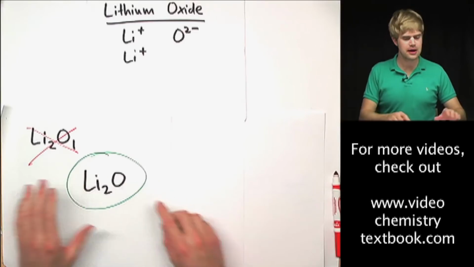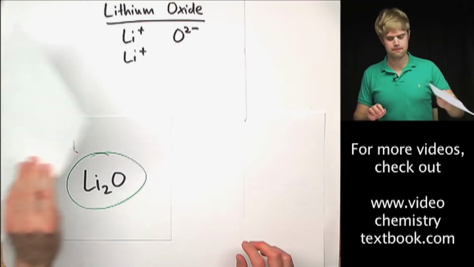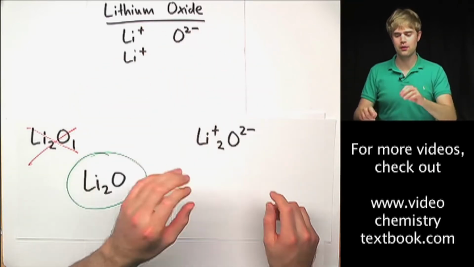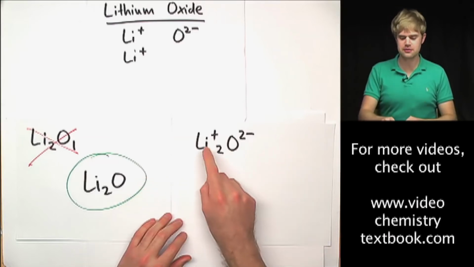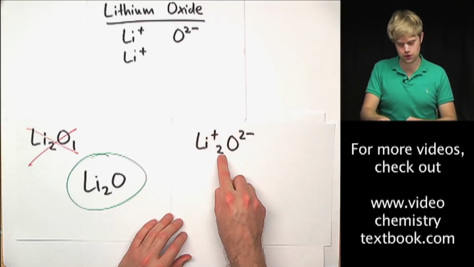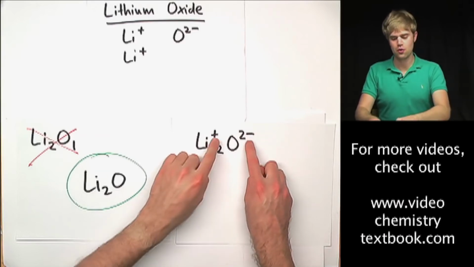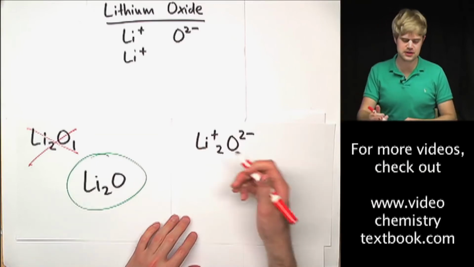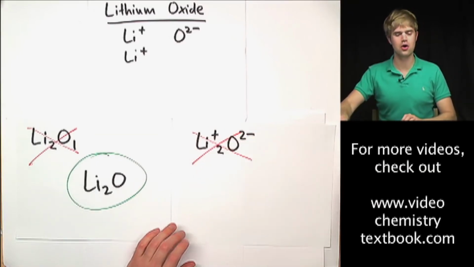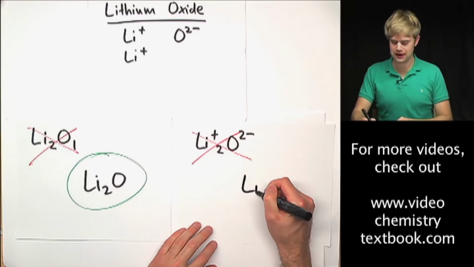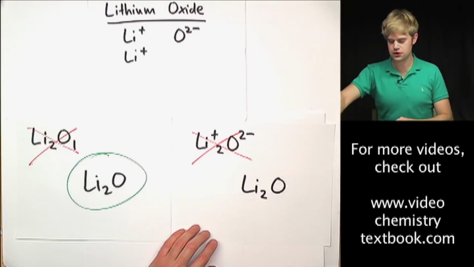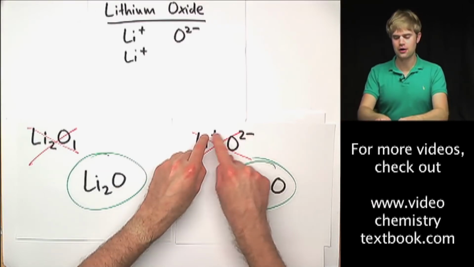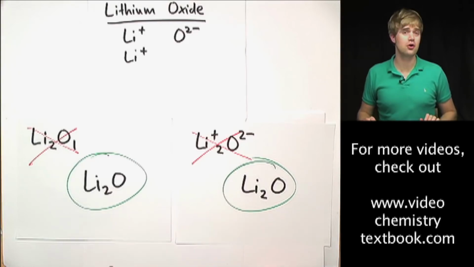Here's another mistake that people often make. They don't remember to get rid of the charges when they write the chemical formula. So they end up writing something like Li+2 O2-, where the charges that were on the atoms here stay when they write the chemical formula. This also, unfortunately, is wrong. When you write the chemical formula, you want to get rid of all of the charges. So you just write again, Li2O. Make sure there aren't any charges in the chemical formula when you finally write it.